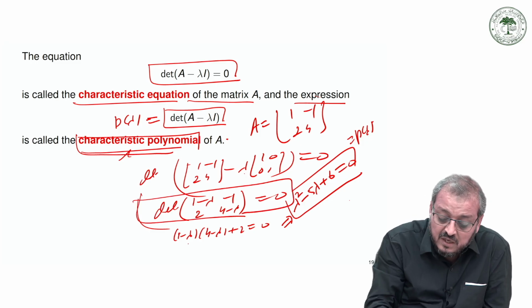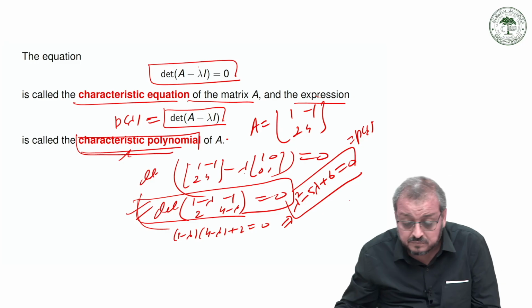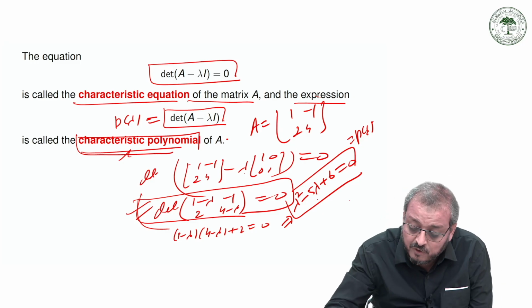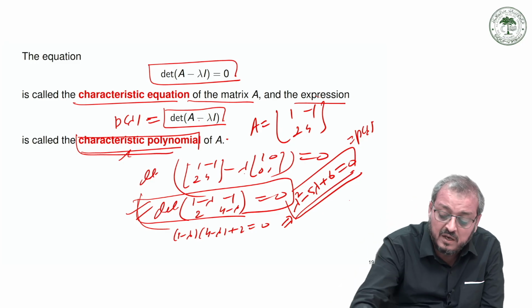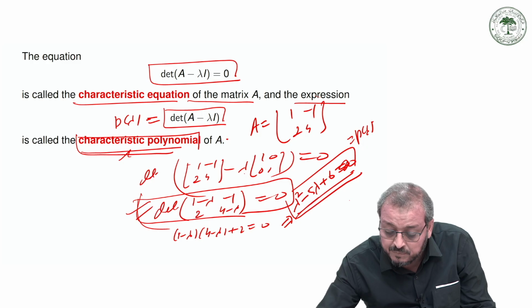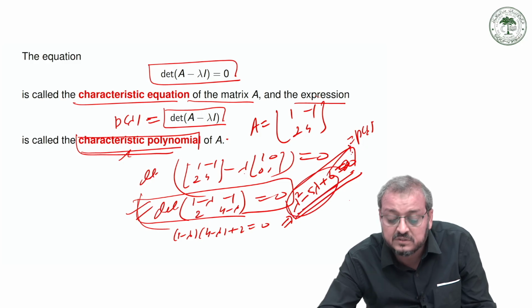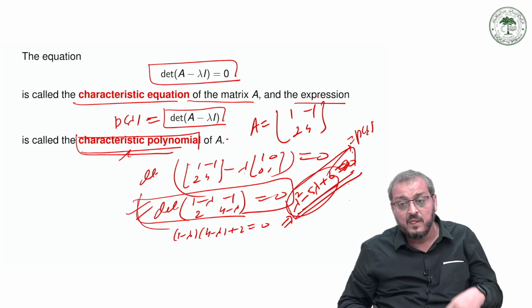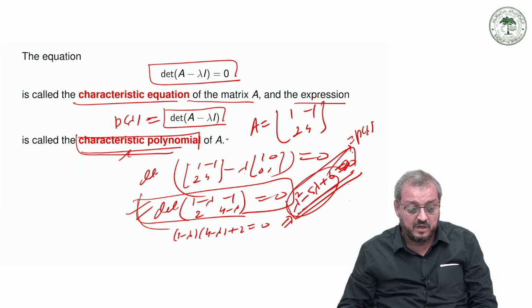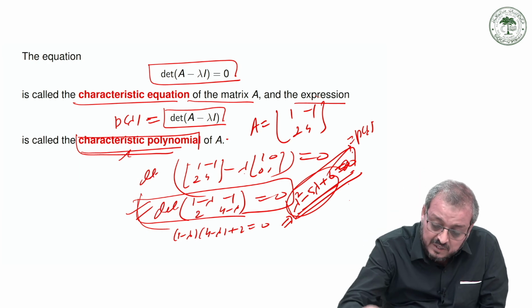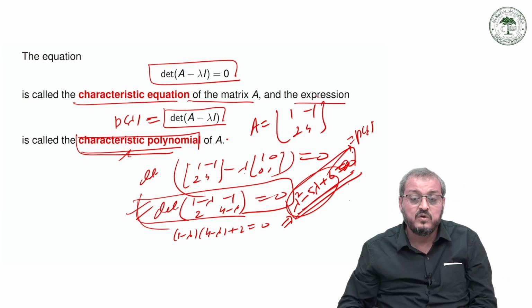This is called the characteristic equation of the matrix A, and this is a polynomial. This polynomial is called the determinant of A minus lambda I. This polynomial is called the characteristic polynomial of any matrix A, given in this form. So if this is the characteristic polynomial of this matrix, then we have to just say that.